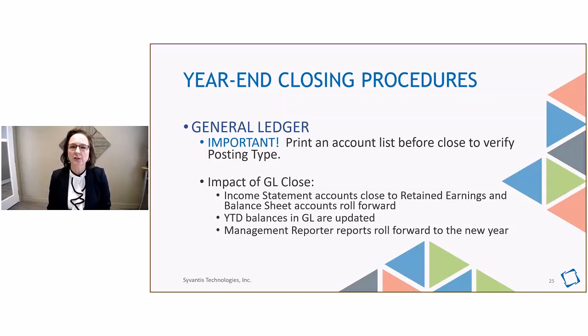So what does GL Close do? The income statement accounts, as I described, will close to retained earnings, and the balance sheet accounts will roll forward. Secondly, the year-to-date balances in GL are updated. So if you were to look at year-to-dates on your summaries, etc., it would actually have all the GL balances correct. And then lastly, your Management Reporter reports are going to roll forward to the new year.